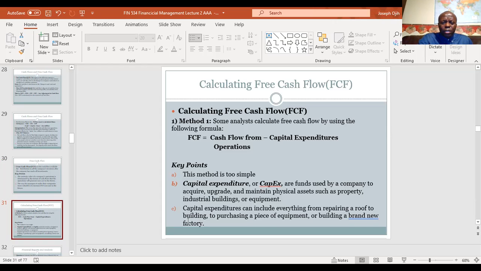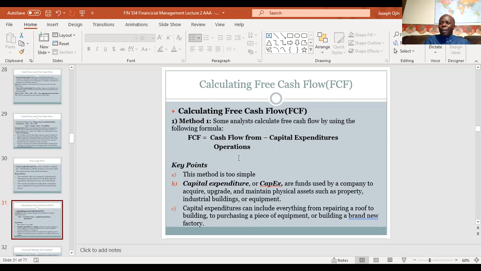The first method is simply you get the free cash flow by subtracting the capital expenditure from the cash flow from operations. So the formula is free cash flow is cash flow from operations minus capital expenditure. This method is too simple. It's just like calculating the gross profit. It doesn't give us much. It doesn't tell us much about the company's cash flow.